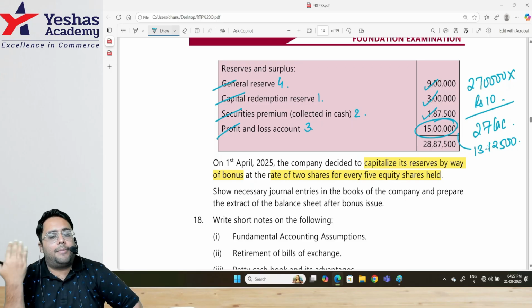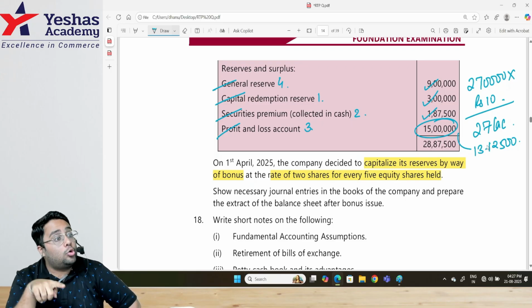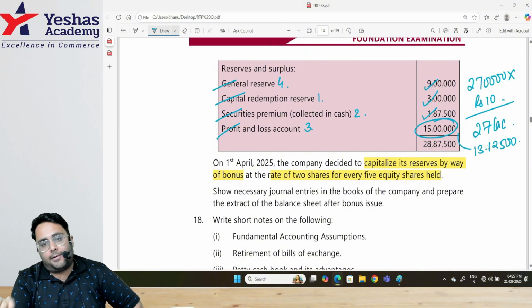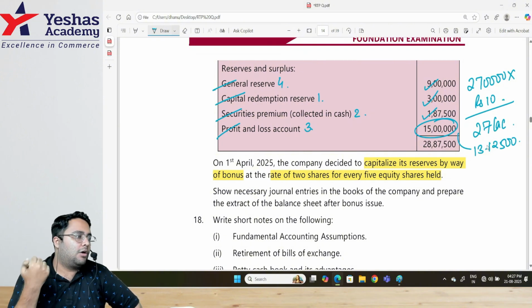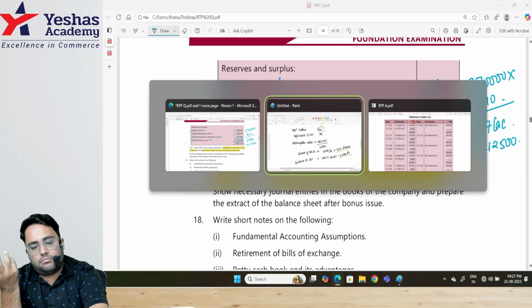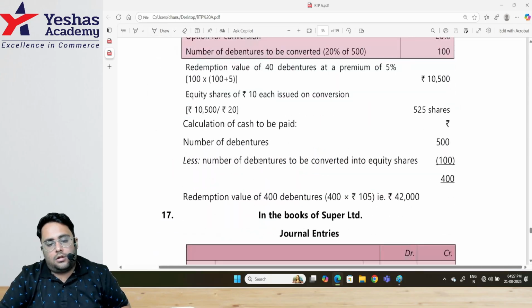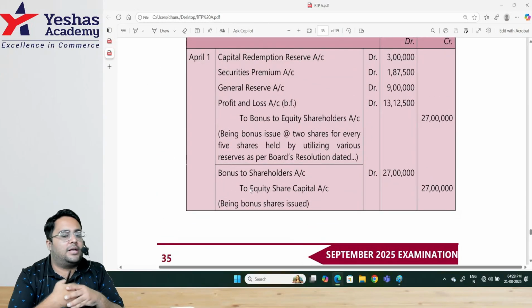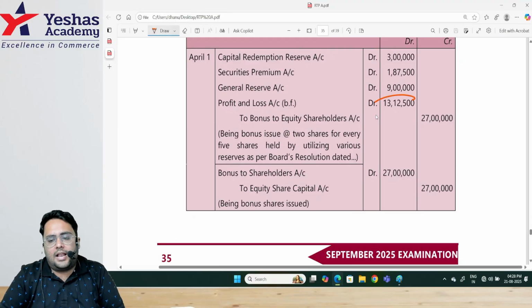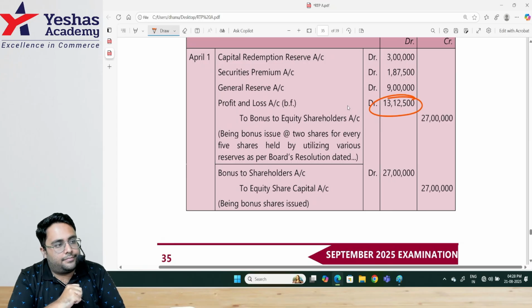CRR debit, SPA debit, GR debit, PNL debit to bonus to equity shareholder. Bonus to equity shareholder account debit to capital. Is that the entry? Yes, sir. Exactly the same. The same amount that we got, 13,12,500.